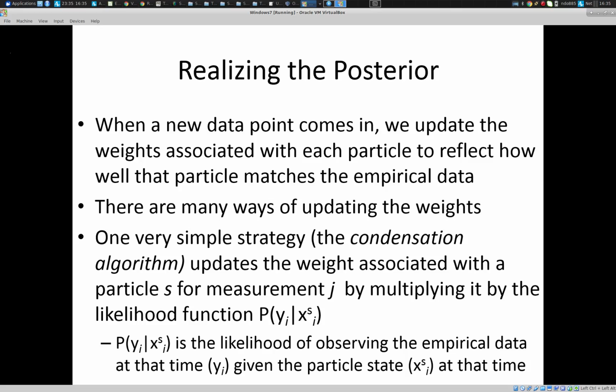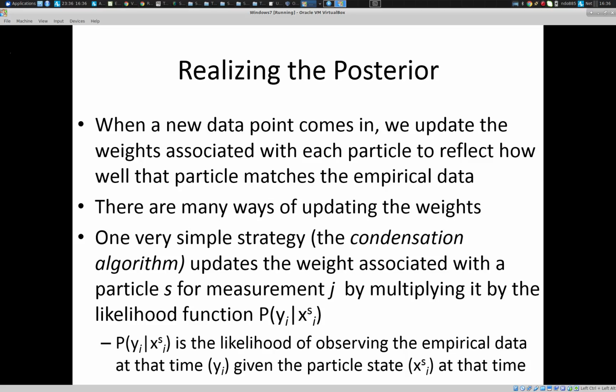So the particle thinks there's a certain number of susceptibles, a certain number of exposed, a certain number of infectives, a certain number of recovereds, a certain number of vaccinated, a certain rate of contact, a certain fraction that are getting reported. And we calculate the likelihood function of, given that, what's the likelihood of observing the empirical data, and then we have that value, maybe it's 0.002, and we multiply that by our weight to get the updated weight in light of this observation.